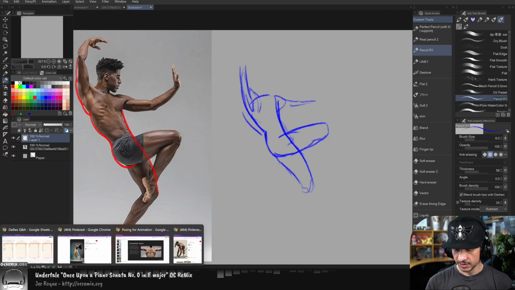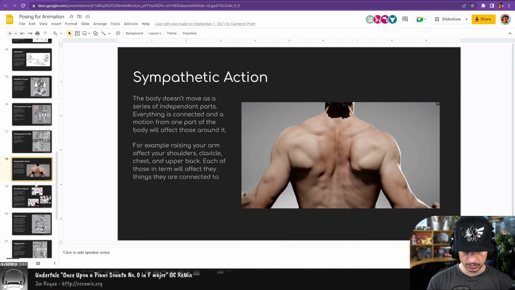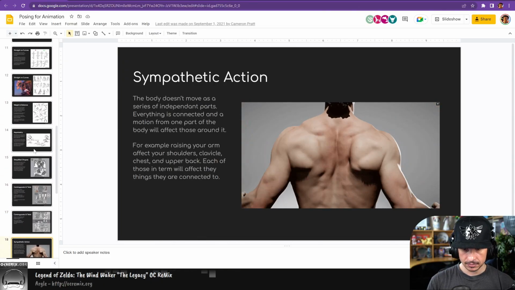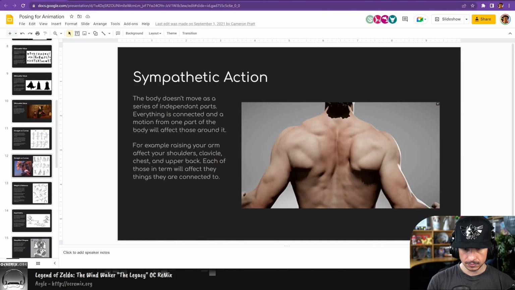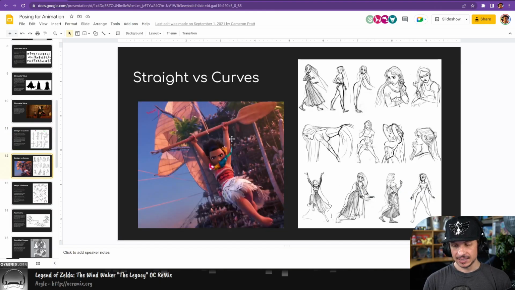And if I just find the actual drawing here, higher up, straights versus curves right here. This is essentially what it creates. So it just catches your eye more. It makes it more appealing to look at. So you can even see it in here. This is one of my favorites. When I saw this in Moana, I was like, oh, they did such a good job. Simple on one side, complex on the other.